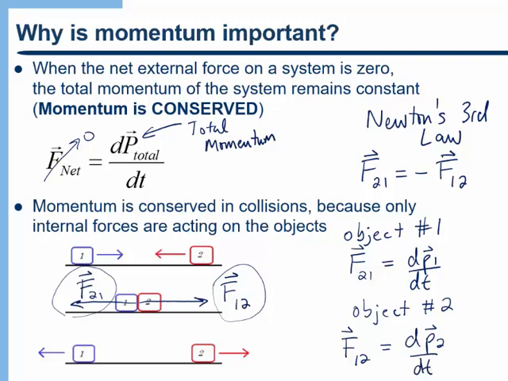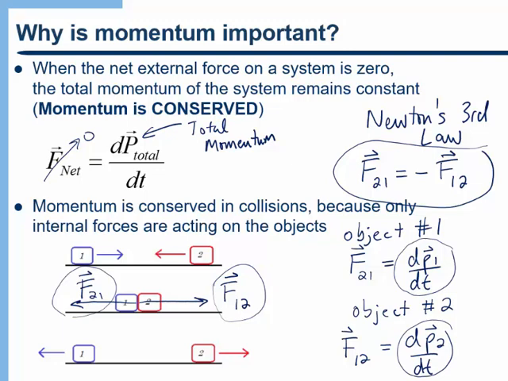But notice that because F21 and F12 are equal and opposite, what that implies is that the change in momentum of our two objects is equal and opposite. In other words, if object 1 gains 10 kilogram meters per second of momentum, well then object 2 had to lose 10 kilogram meters per second in the collision. And what we notice then is the overall momentum, the total momentum, doesn't change. So that's where the concept of conservation of momentum comes from. It's really just an application of Newton's second and third law.